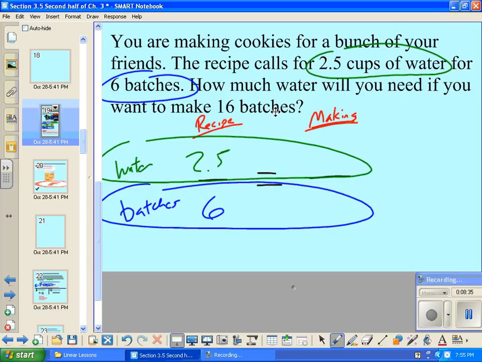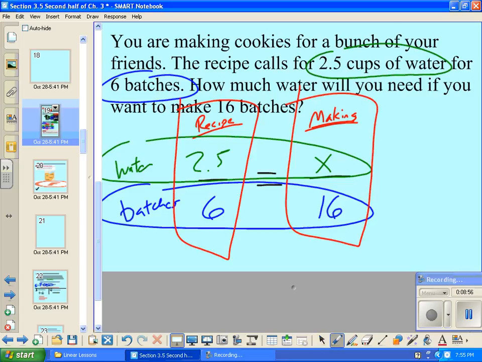Well, in this particular problem, what I'm trying to figure out is how much water I need. So that's what I don't know. That's my variable, my unknown. So x, in terms of what I'm making, how much water do I need? I don't know. That's my variable. I know it will make 16 batches, so that's my other number. And again, notice how we stayed consistent through the whole proportion. Here's what the recipe says, here's what I'm making. But again, even on the tops and bottoms, I made sure that I stayed consistent.